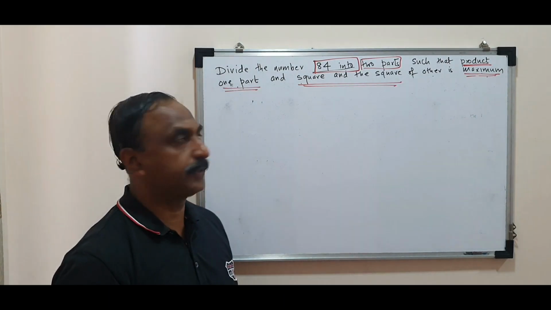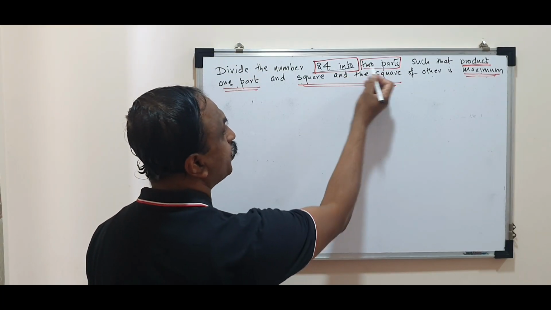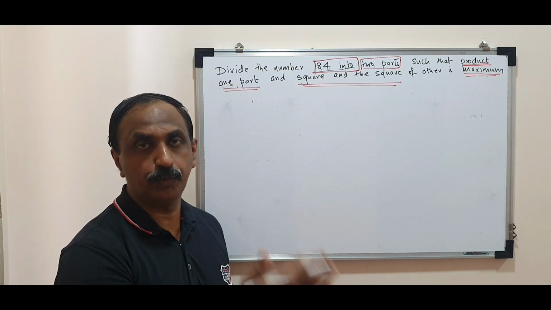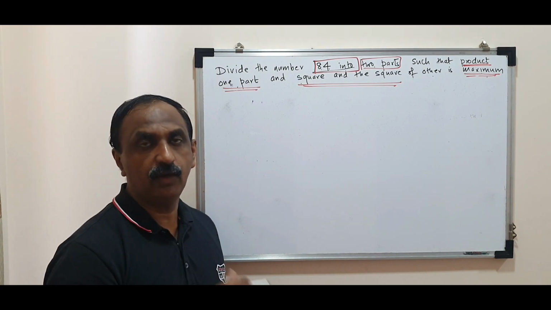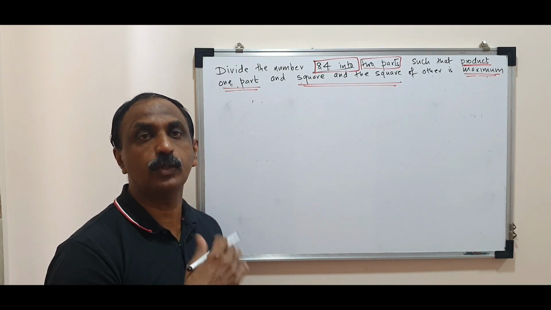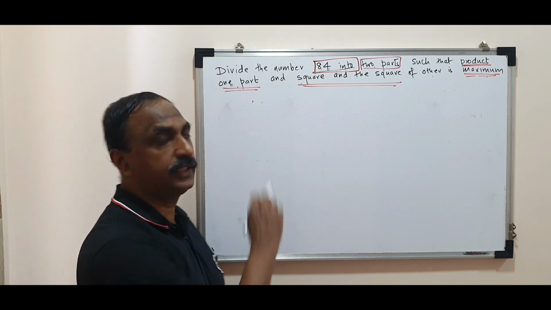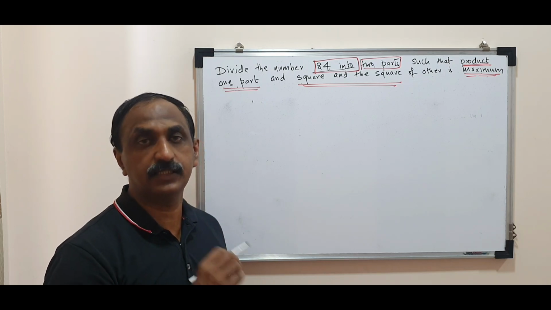Now we are going to maximize the product of one part and the square of the other. So the first question is a maximization problem. And what we have done, 84 is divided into two parts. So the two parts are the variables. So what I am going to do is take one part as x and the other part as automatically 84 minus x. So I don't have to take x and y here. And also the constant condition is automatically taken care of. So there is no need of separately taking the steps in this problem.